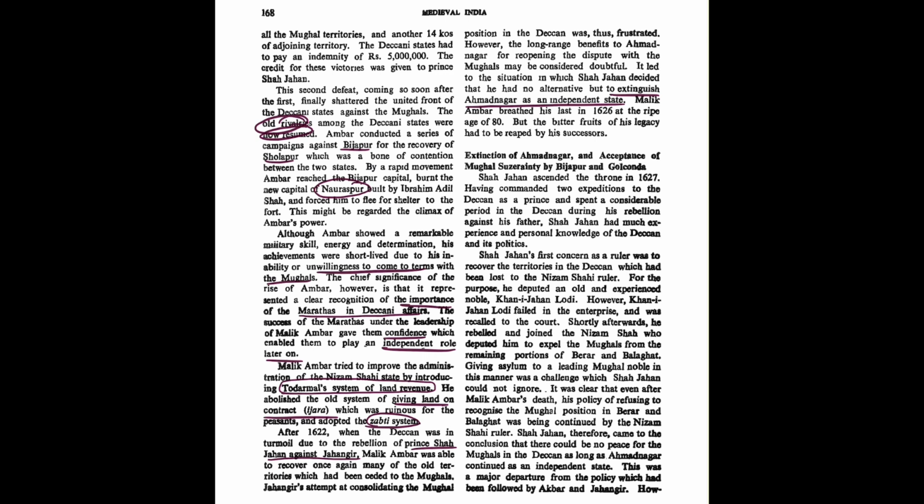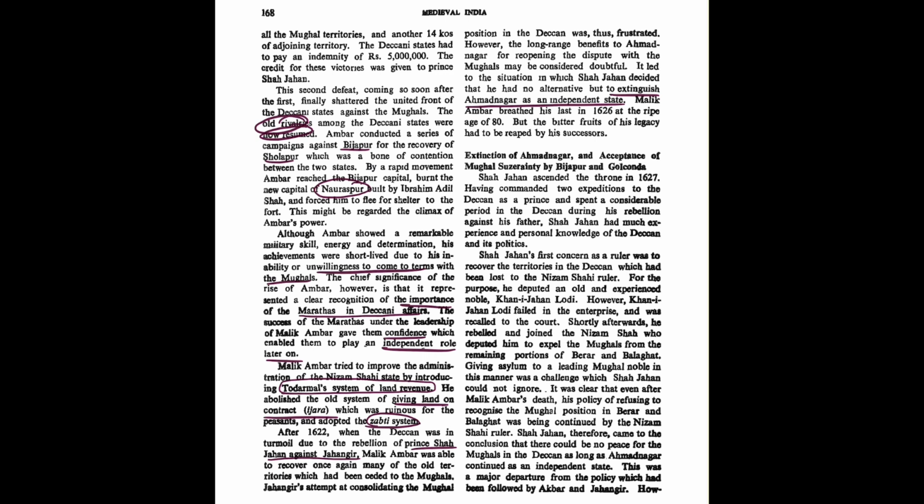Extinction of Ahmednagar, acceptance of Mughal suzerainty by Bijapur and Golconda. Shah Jahan ascended the throne in 1627, having commanded two expeditions to the Deccan as a prince and spent a considerable period in the Deccan during his rebellion against his father. Shah Jahan had much experience and personal knowledge of the Deccan and its politics.